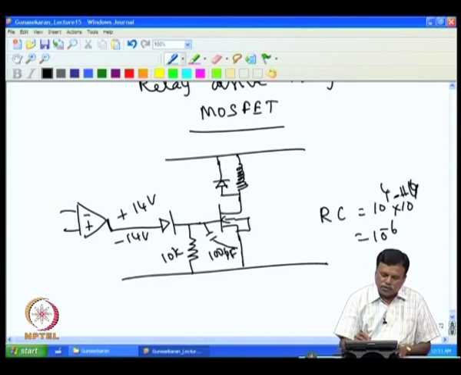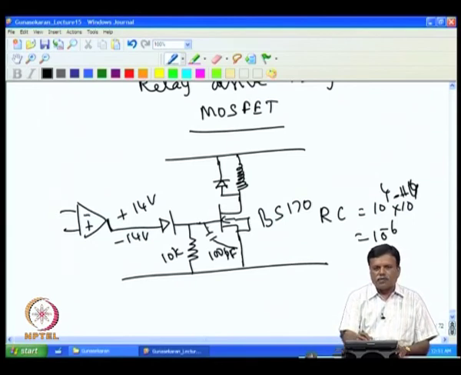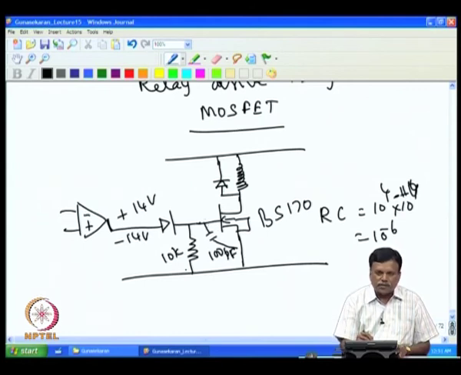So, off time will be only a few microseconds, that is good enough for this application. For example, we have a MOSFET BS170, which switches on at 5 volt; 15 volt is not a problem, and then going off is done by this.